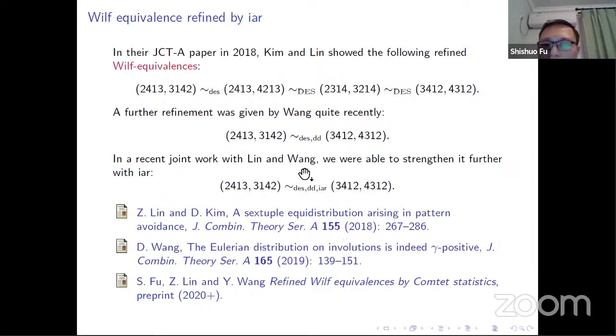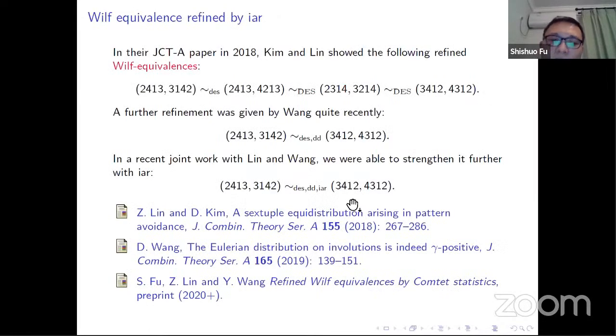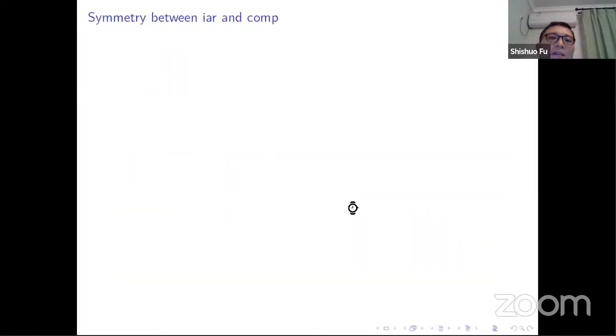But this result, we couldn't prove it bijectively. We have to prove it algebraically. Basically, we consider this trivariate generating function corresponding to these three statistics and solve a nasty functional equation. We have to use Maple to solve it. It's not doable by hand. But anyway, we can solve it and prove this thing algebraically.